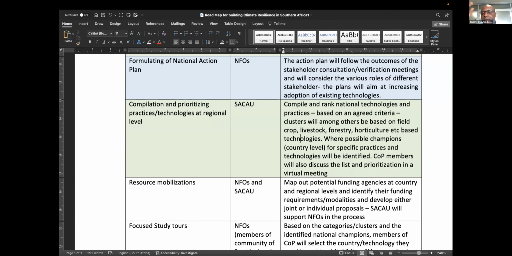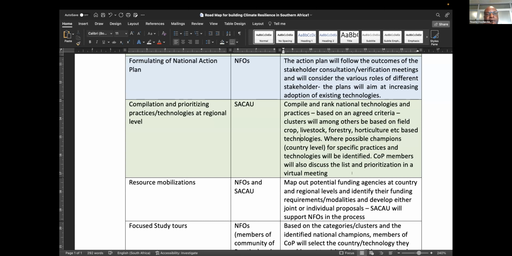Then the community of practice members will discuss the lists and prioritization in a virtual meeting that we plan to have, to say, this is what we are getting for these subsectors, and this is the list of innovations that we are seeing. And how then do we prioritize, to say, maybe for crop farming, what we need to be promoting is A, B, C, D, something like that.